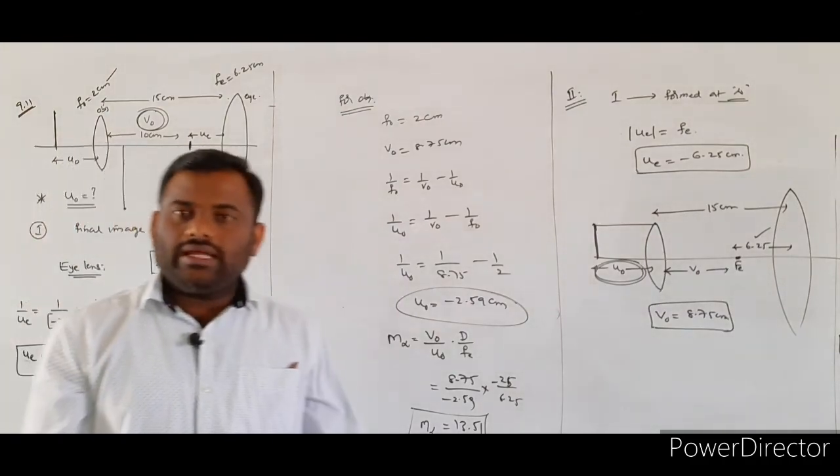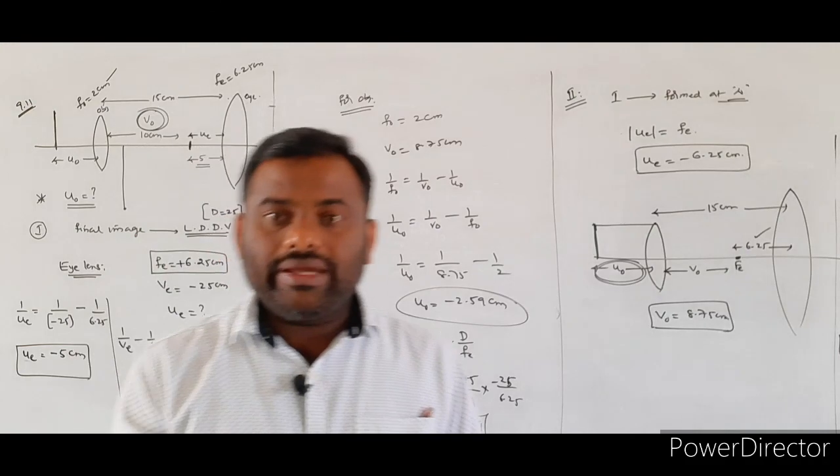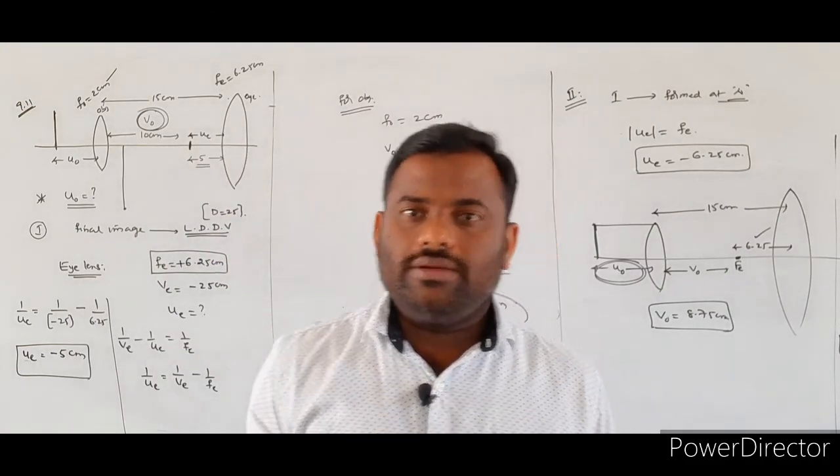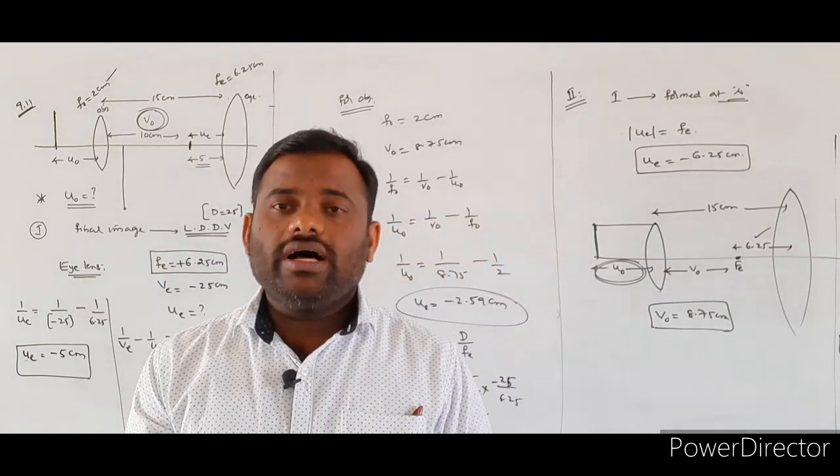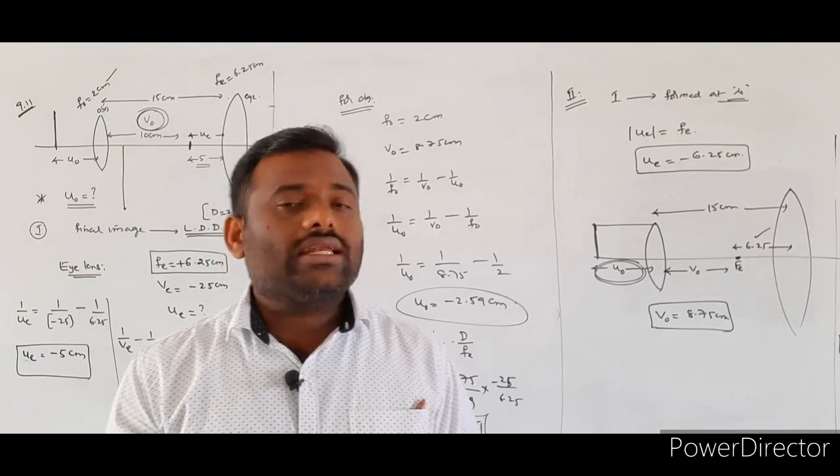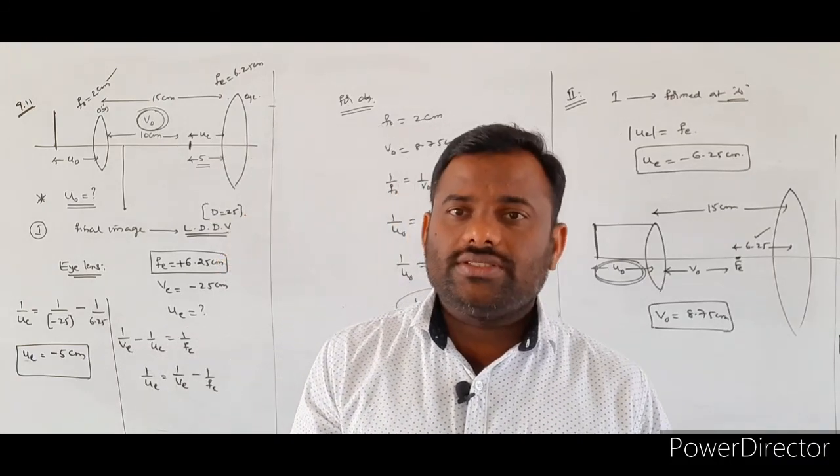So these are the numericals about ray optics. Remaining numericals are there, so you will solve them. So this is the topic of ray optics. It is completed. In the next class, we are going to start the wave optics. Okay, thank you.